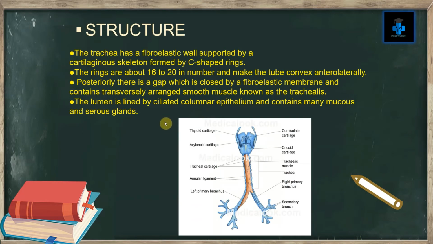Structure of the trachea. The trachea has a fibroelastic wall supported by a cartilaginous skeleton formed by C-shaped rings. The rings are about 16 to 20 in number and make the tube convex anterolaterally. Posteriorly, there is a gap which is closed by a fibroelastic membrane and contains transversely arranged smooth muscle known as the trachealis. Here you can find the trachealis. The lumen is lined by ciliated columnar epithelium and contains many mucous and serous glands as well.